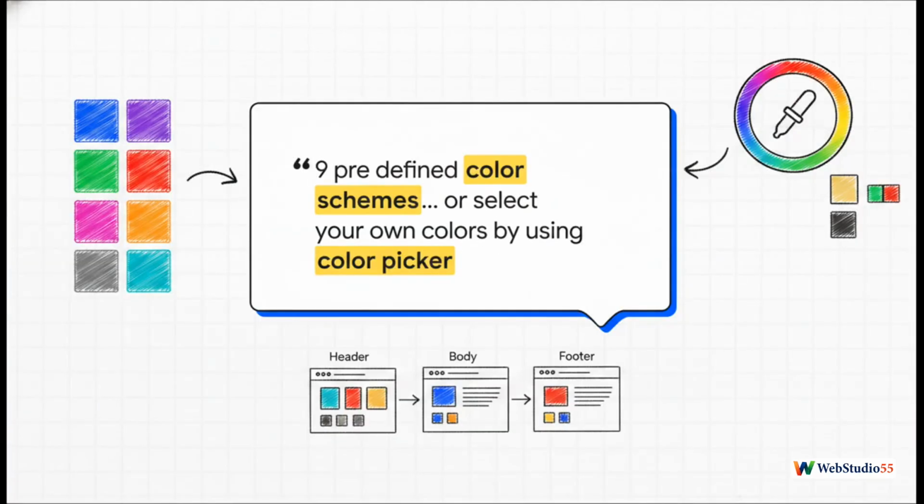And speaking of design, you are never locked into a rigid, generic look. The plugin offers 9 predefined color schemes or skins right out of the box. But more importantly, you can use the built-in color picker to select your own custom colors. This ensures that your new product catalog perfectly matches your brand's existing header, footer, and overall aesthetic. You get all that advanced functionality without ever sacrificing your brand identity.